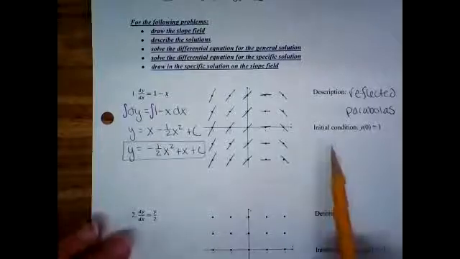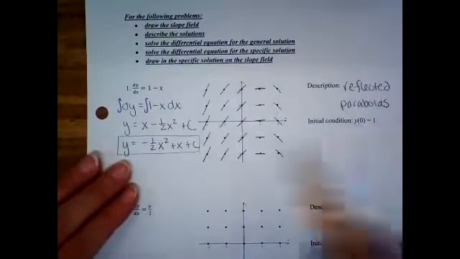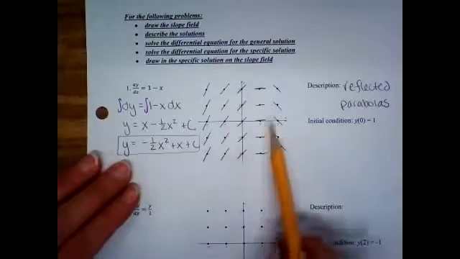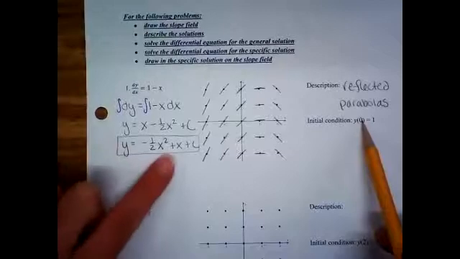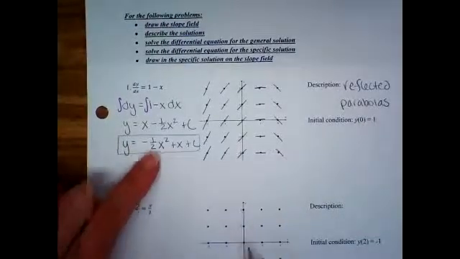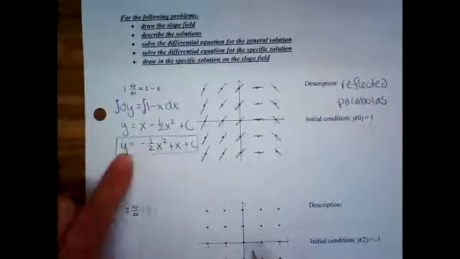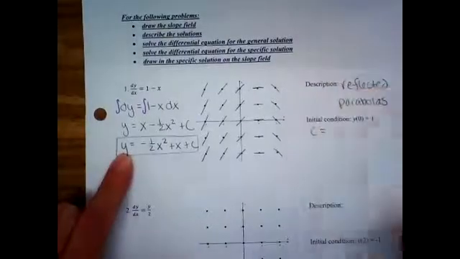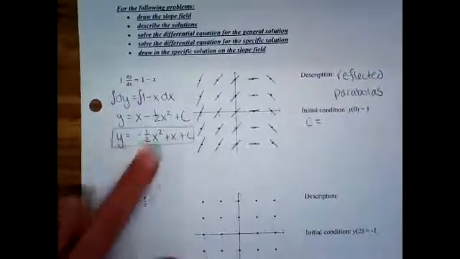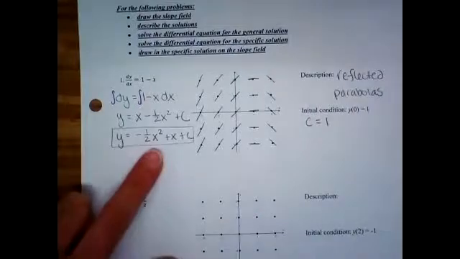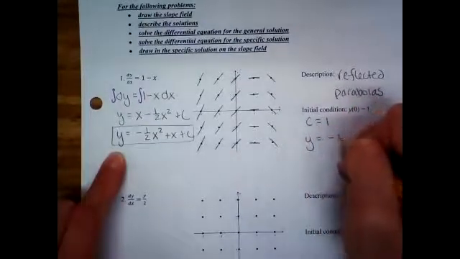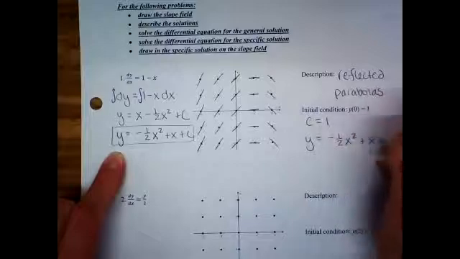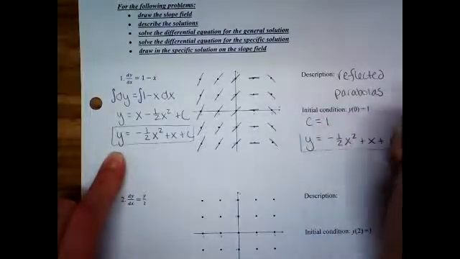All right. Now let's write for a specific one. This is an infinite number of answers. Now let's do one specific one. We're going to plug in 0 for x, 1 for y. If we plug in 0 for x and 1 for y, what is our c value going to be? 1. Perfect. And so your equation would be y equals negative 1/2 x squared plus x plus 1.